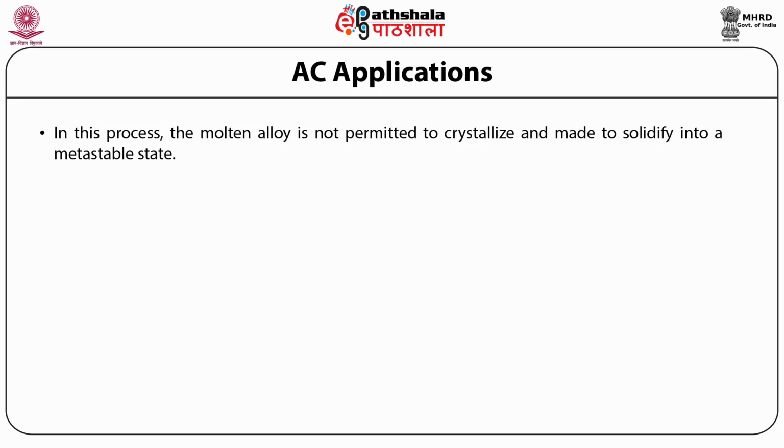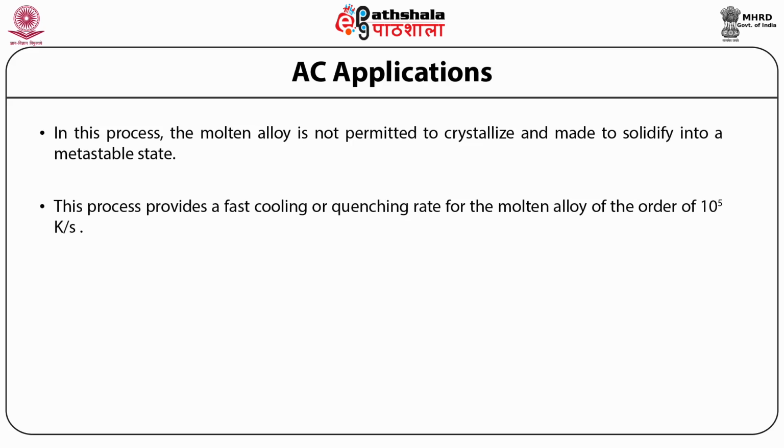In the melt spinning technique, the molten alloy is ejected through an orifice at the bottom of the tube by pressurized argon gas onto a water-cooled copper wheel rotating at a high speed under argon gas atmosphere. This process provides a fast cooling or quenching rate for the molten alloy of the order of 10 to the power 5 Kelvin per second.